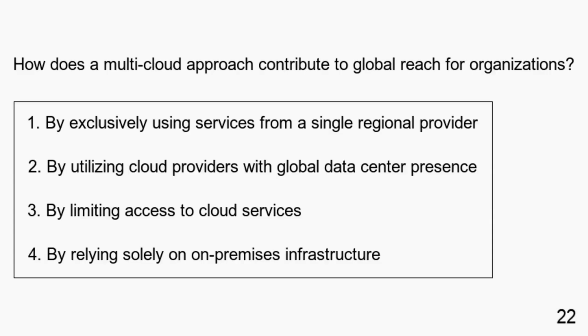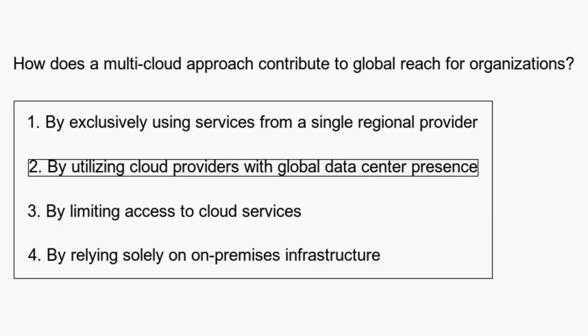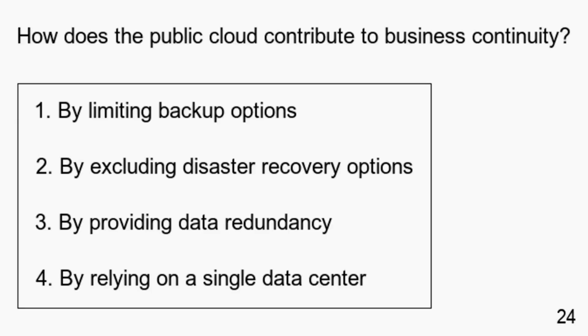How does a multi-cloud approach contribute to global reach for organizations? By exclusively using services from a single regional provider. By utilizing cloud providers with global data center presence. By limiting access to cloud services. By relying solely on on-premises infrastructure. A multi-cloud approach contributes to global reach by utilizing cloud providers with a global data center presence, enabling organizations to serve users in different regions.